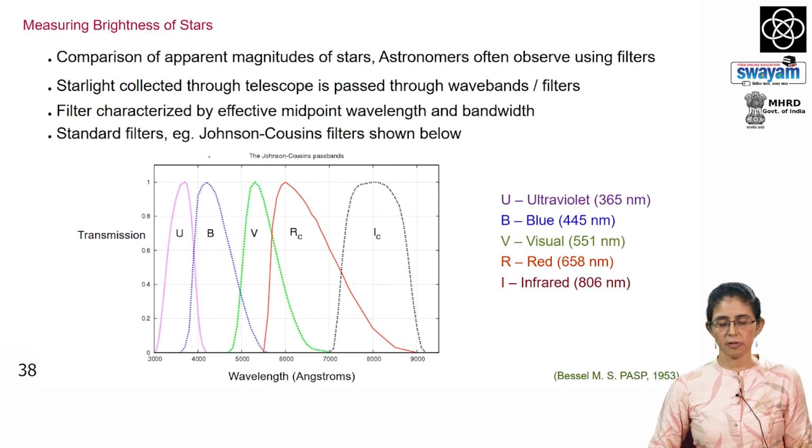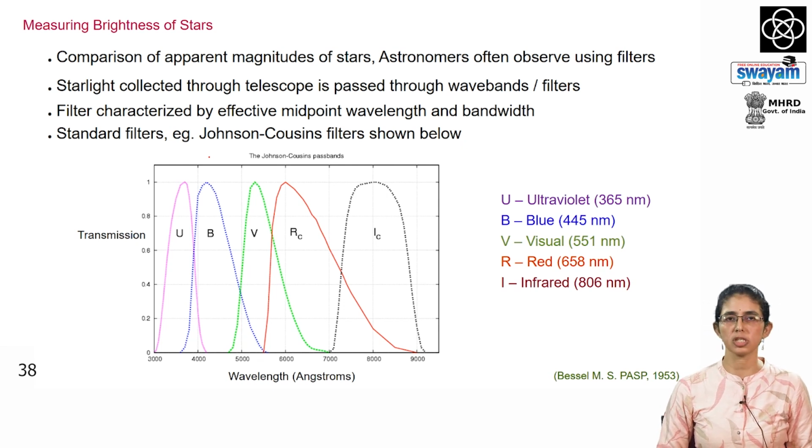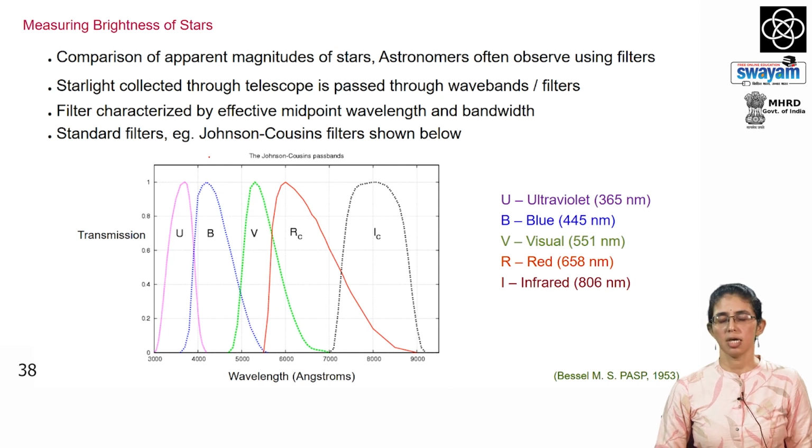Now, we have defined the apparent and absolute magnitudes, but astronomers measure them using detectors, and if we want to compare the magnitudes, we would like to have certain standards, that is, wavelength ranges over which we can measure and compare. So, what is usually done is that the light received from the telescope is passed through certain filters whose characteristics are very well defined, so that if the same filter is used by two different observers, then the magnitudes can be easily compared.